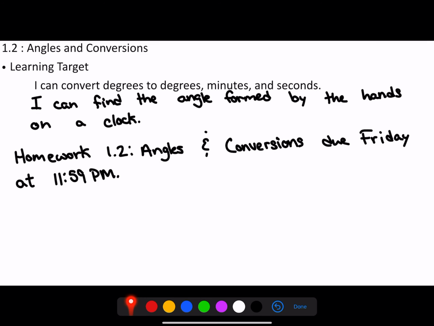All right, other than that, we've covered these learning targets, so I can convert degrees to degrees, minutes, and seconds, and I can find the angle formed by the hands on a clock. So those are the 2 learning targets that you guys absolutely need to know. The restrictions will also benefit you guys.